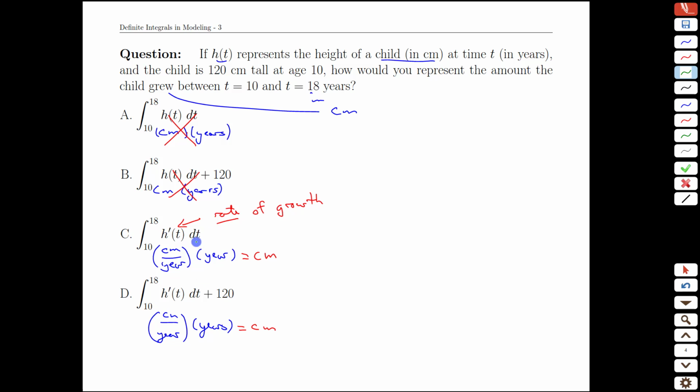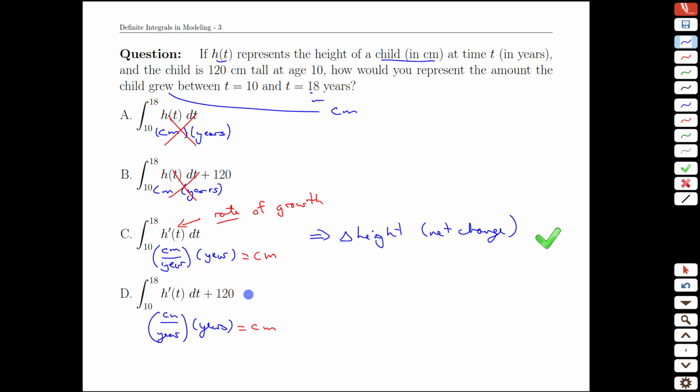Having reduced the options to C and D here, we notice the only difference is whether we add the 120 centimeters, which is their height at age 10. But think back to what we saw earlier in the previous example. If we integrate a rate of growth, we get a change in height. That's what we mean by the net change being equal to the integral. If all we're told is how quickly they're growing, then when we add how quickly they're growing times the little units of time, we find out the change in their height. And this is what we were actually asked for in this scenario. How much did the child grow by between 10 and 18 years?